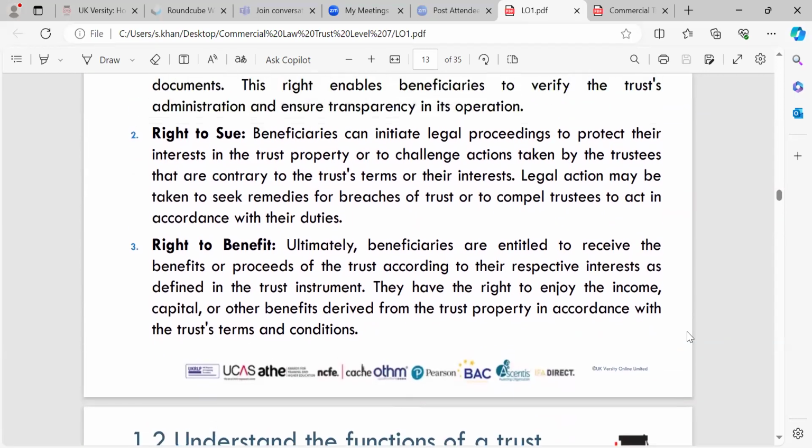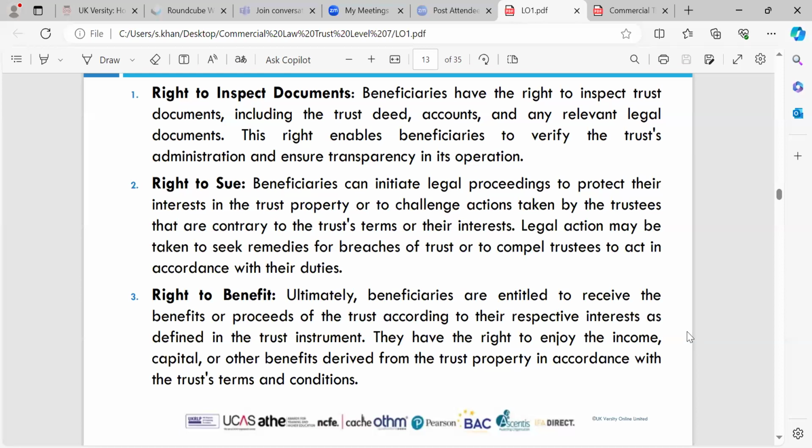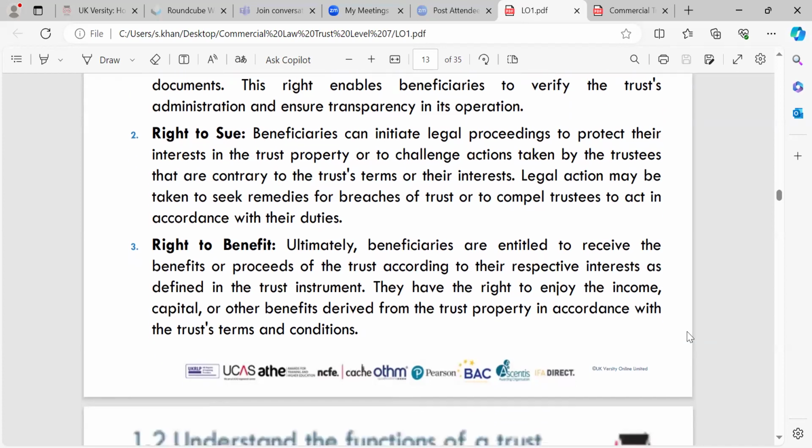So it's really important that the rights and duties of the trustee and the beneficiaries are followed. They need to make sure that they are following the legal requirements for their duties as a trustee or a beneficiary, because it impacts the beneficiary more than the trustee.